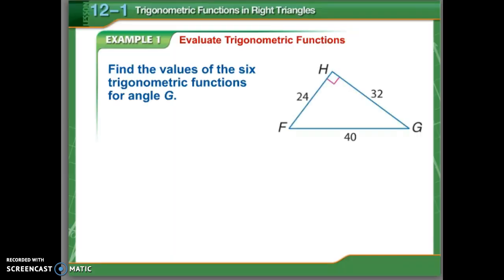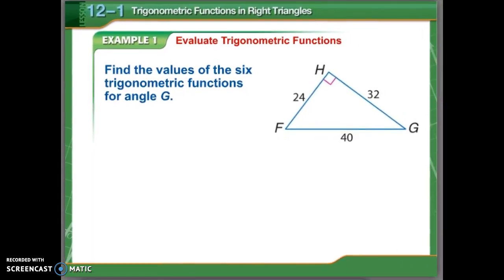For our first example, we're going to look at a triangle where we know all the sides, and we just have to find the values of the 6 trig functions for angle G. So we're thinking about this angle over here.